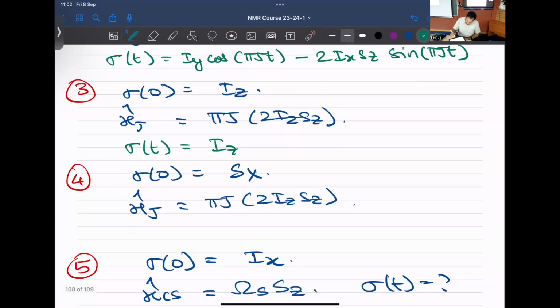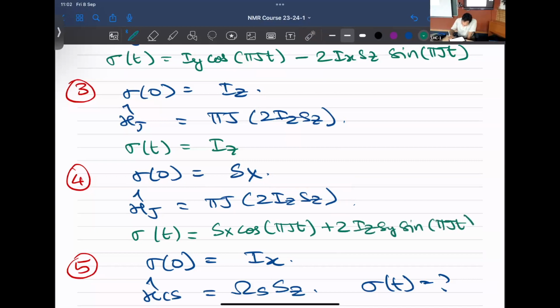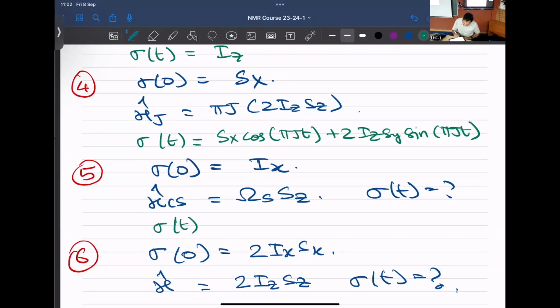Okay, next one. We are talking about Sx being the initial density matrix and the weak coupling Hamiltonian. Sx cos pi J t plus 2Iz Sy sin pi J t. Excellent. Thank you. I hope everybody is now getting into the groove. Who wants to answer the next one? What is going to be the chemical shift evolution of Ix with respect to Sz? Ix. What is it? Ix. Nothing else? Why not? That's correct, by the way. Ix.